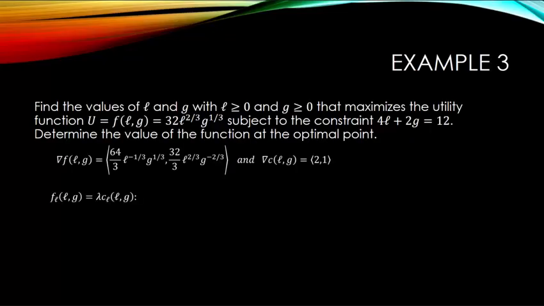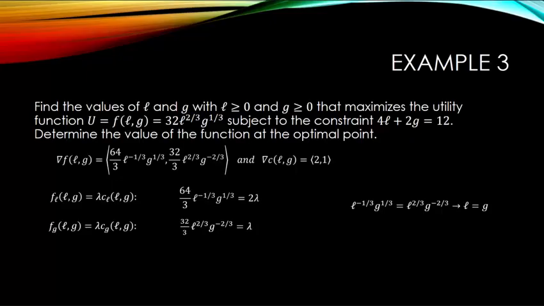FL at L, G gives me lambda times CL of L, G, which is 64/3 L to the negative 1/3 G to the 1/3 is equal to 2 lambda. Fg at L, G is equal to lambda times Cg at L, G. I get 32/3 times L to the 2/3 times G to the negative 2/3 is equal to lambda.